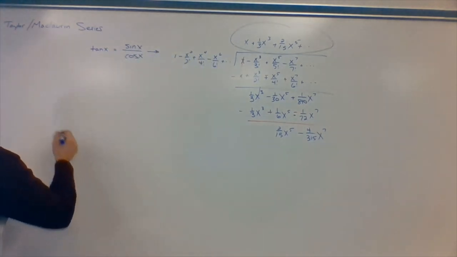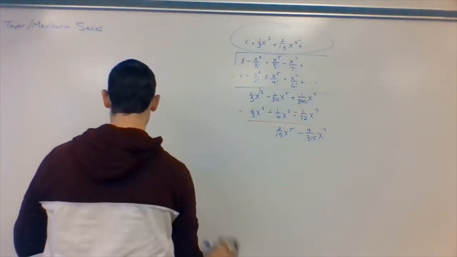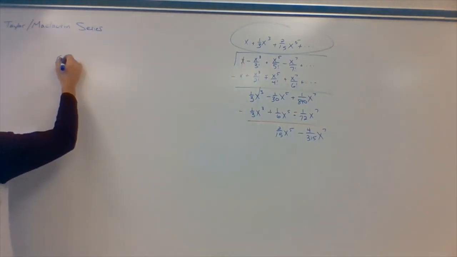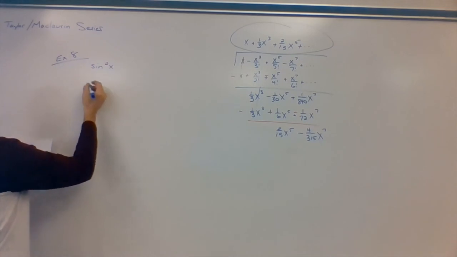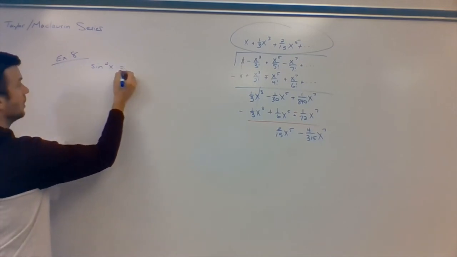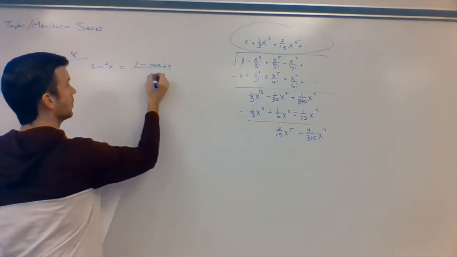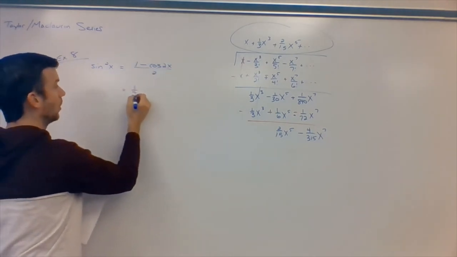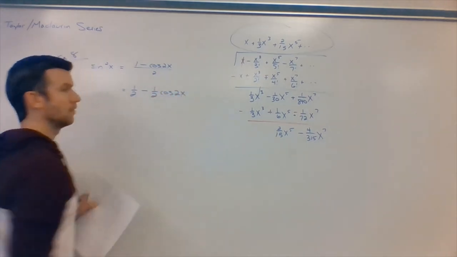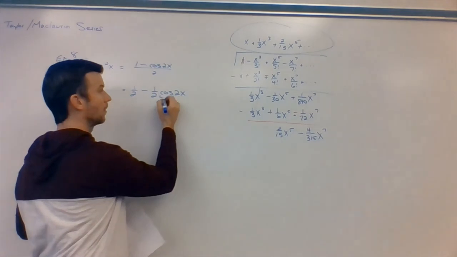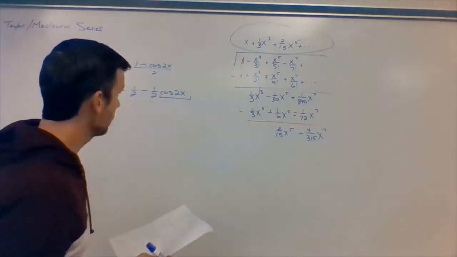All right, so the next one we got sine squared. This is example 8. How can we come up with a function for sine squared? Well, sine squared is equivalent to 1 minus cosine of 2x over 2, or 1/2 minus 1/2 cosine of 2x. I can come up with cosine of 2x. That's the only part I need to worry about, okay?